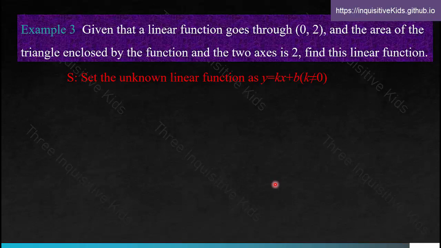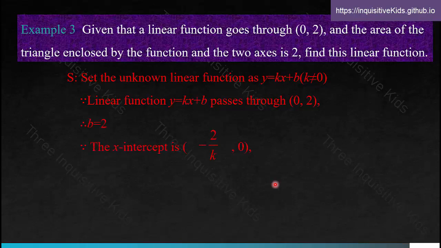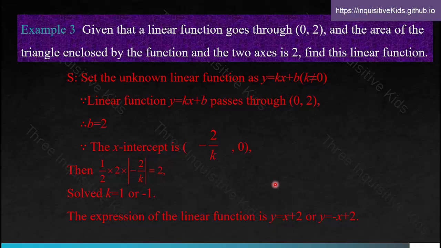So set the unknown linear function as y is equal to kx plus b with k not equal to 0. And this linear function passes through 0, 2. Therefore, b is equal to 2. The x-intercept is negative 2 over k, 0. Then 1/2 times 2 times the absolute value of negative 2 over k is equal to 2. Solved, k is equal to 1 or negative 1. So the expression of the linear function is y is equal to x plus 2 or y is equal to negative x plus 2.